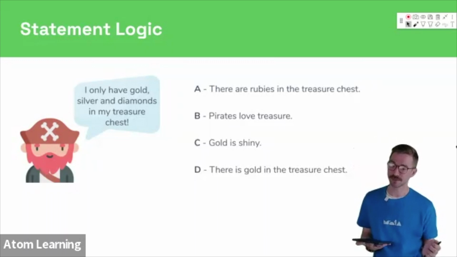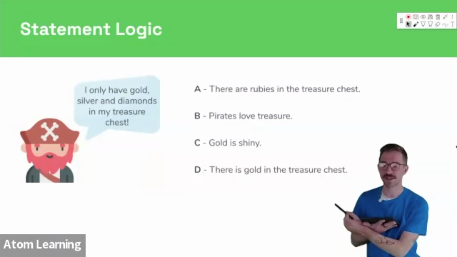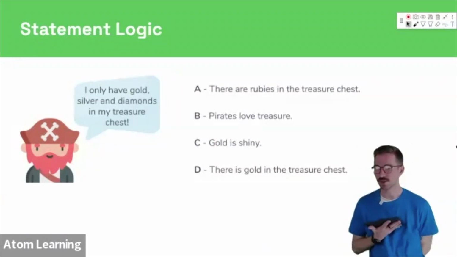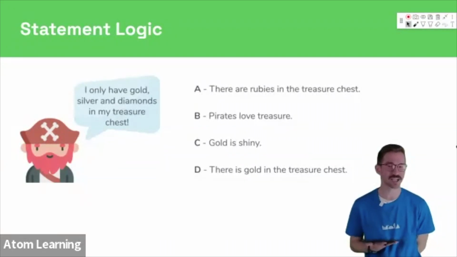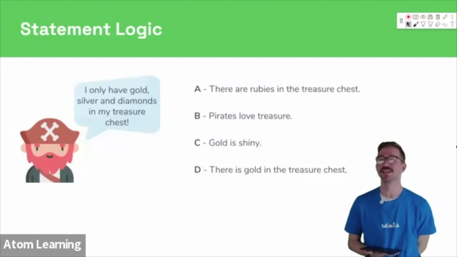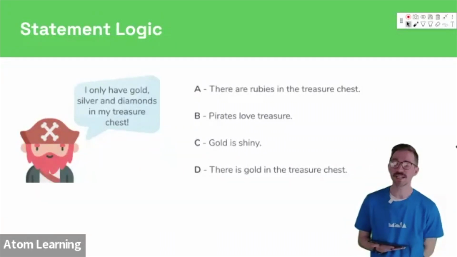So for example, we've got this lovely pirate fella over here who says, I only have gold, silver, and diamonds in my treasure chest. That means the situation, we know no extra information. We only know that the pirate has gold, silver, and diamonds in the treasure chest. If that's the case, then we need to be able to answer which of these would be true.